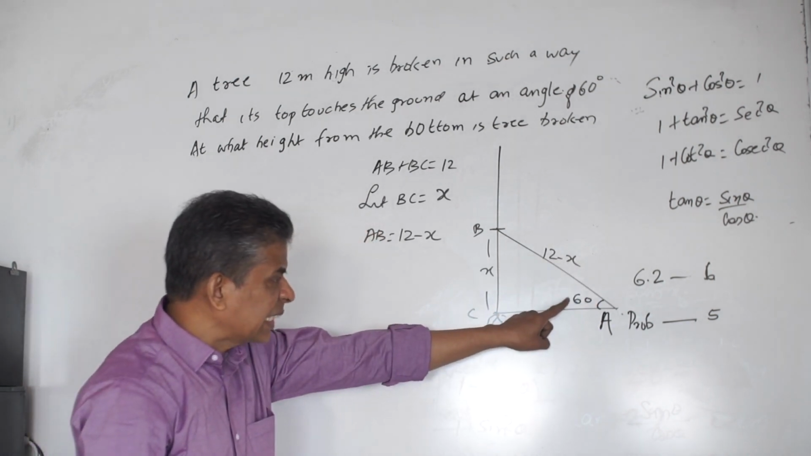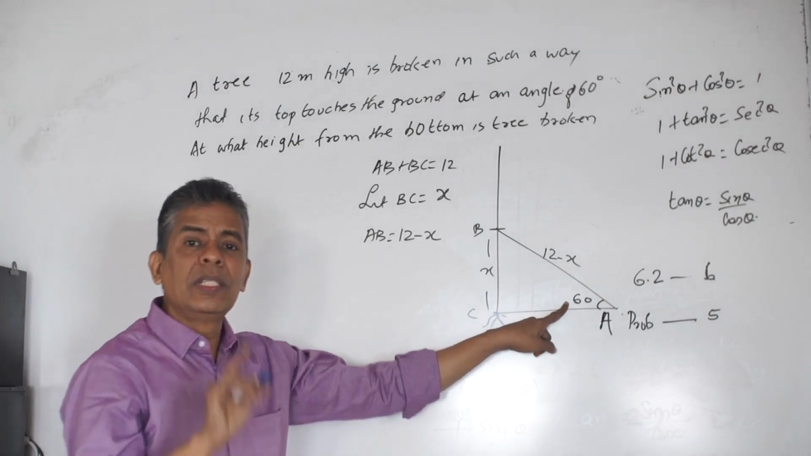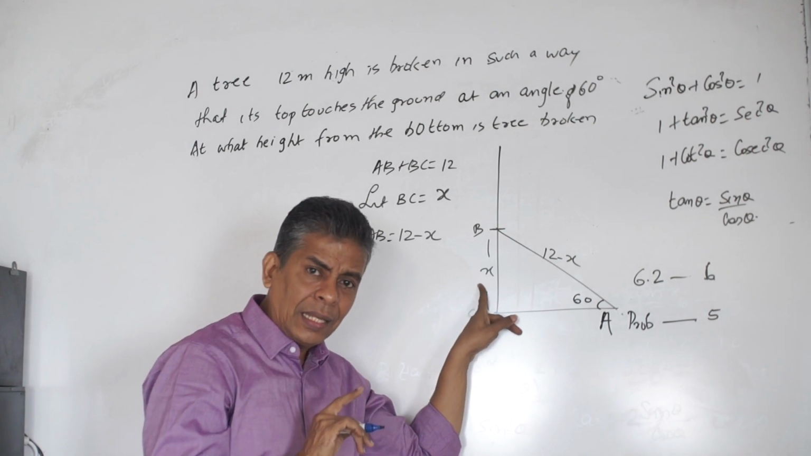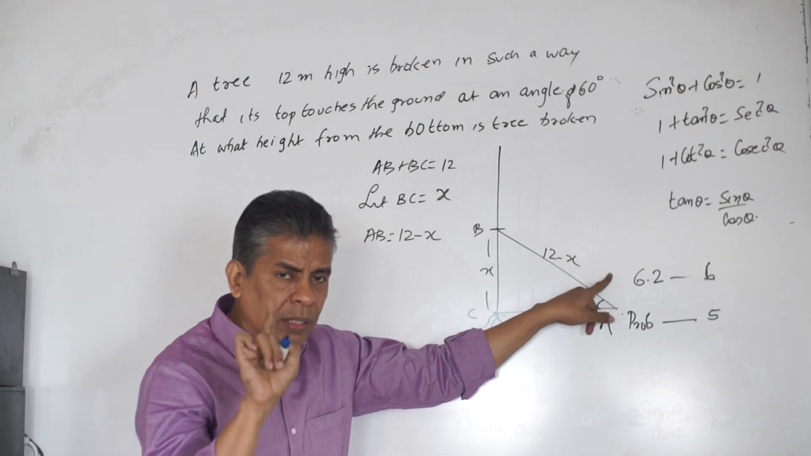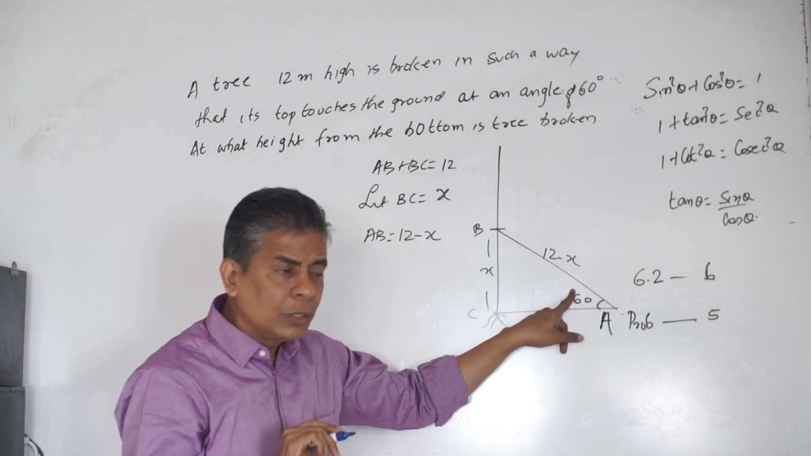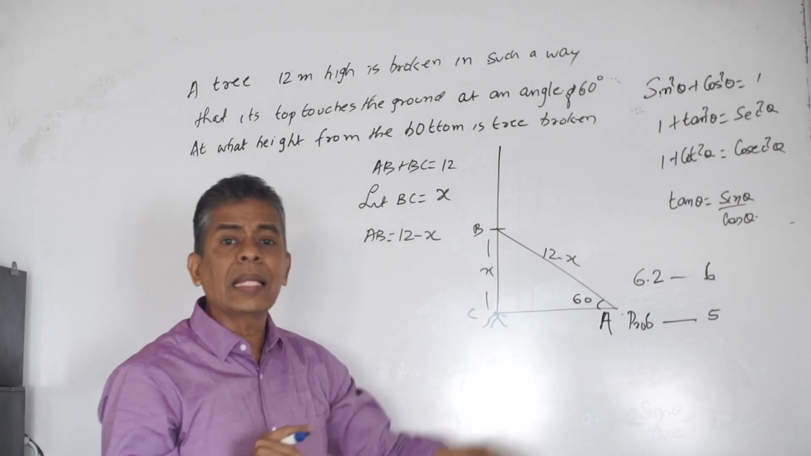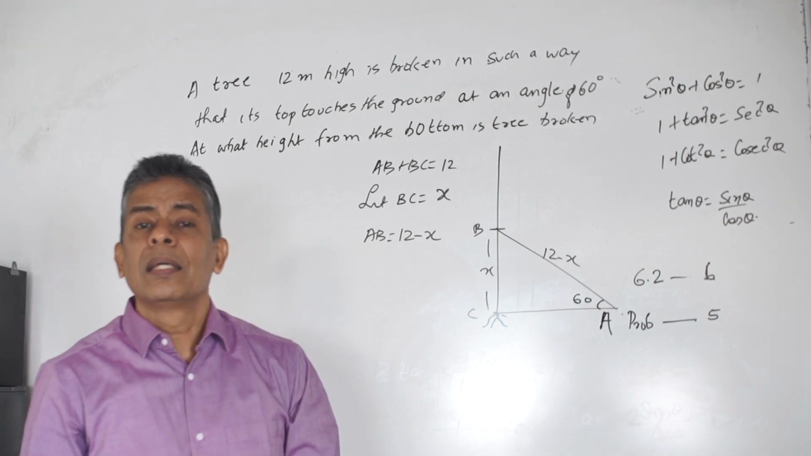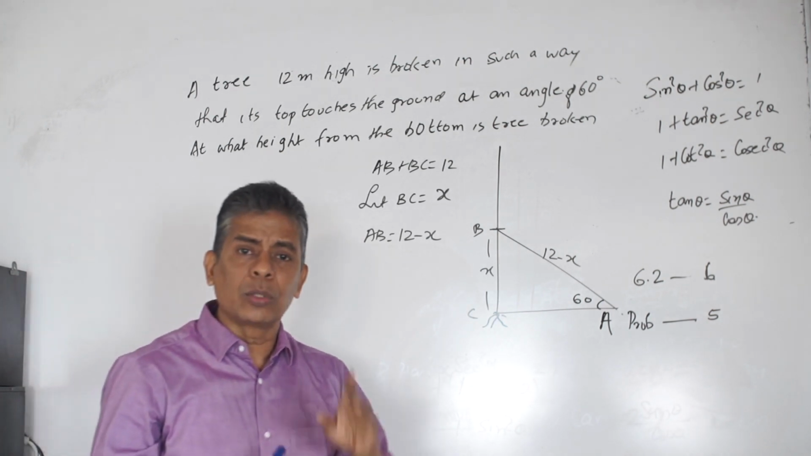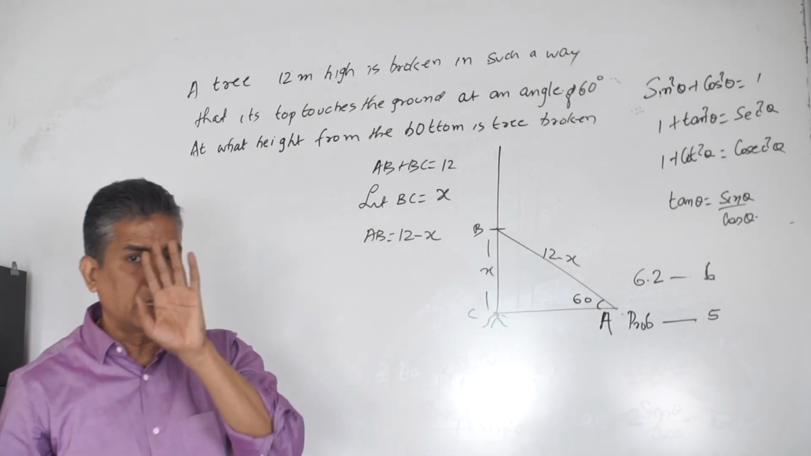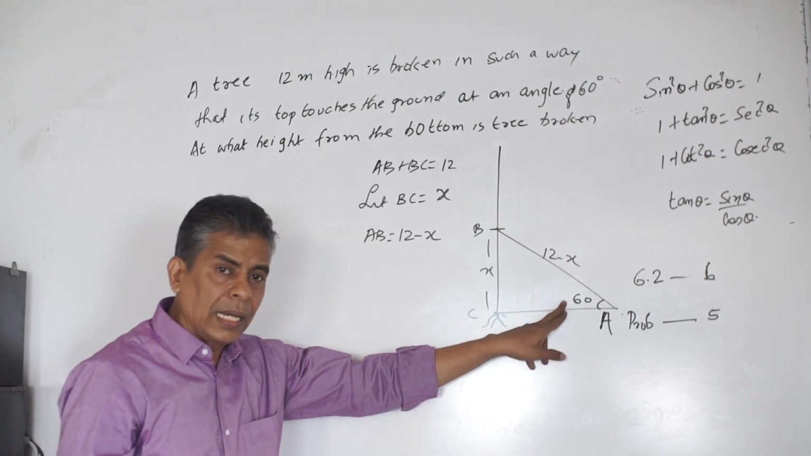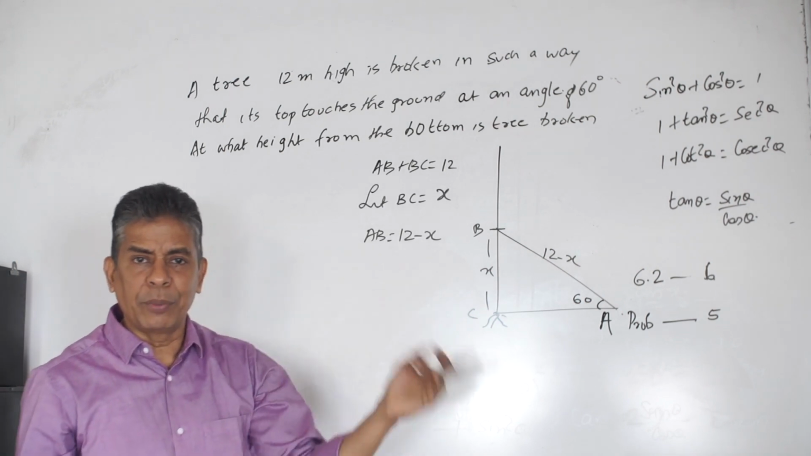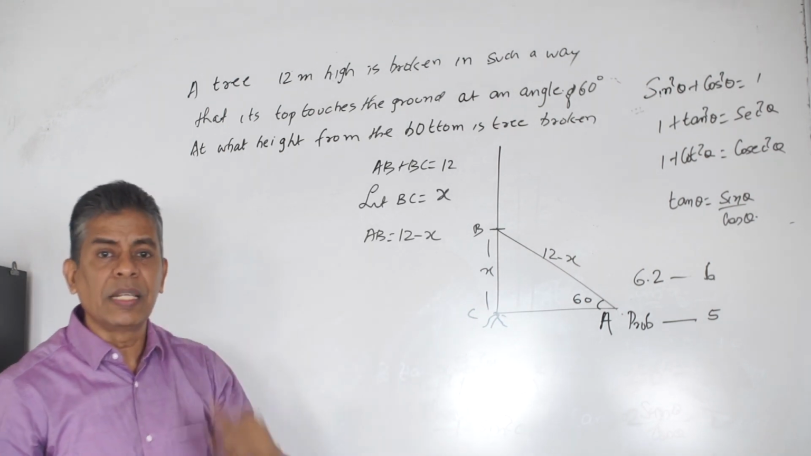Now this angle is 60 degrees. For this angle, you have opposite side and hypotenuse. Note my words. For this angle, you have opposite side and hypotenuse. Opposite और hypotenuse कहाँ पे आता है? Side में. Side में आता है. So hence we have to take sine. I repeat that again. For this angle, opposite side है, hypotenuse है. Opposite hypotenuse sine में आता है. So we will take sine.